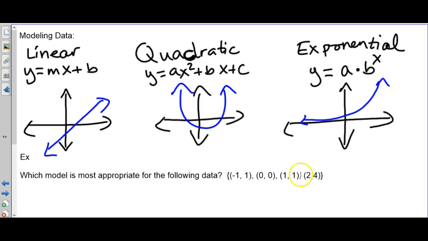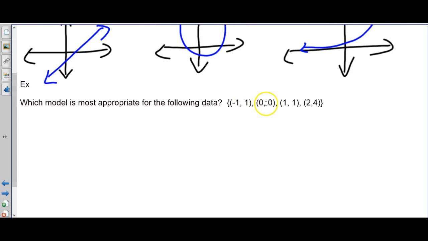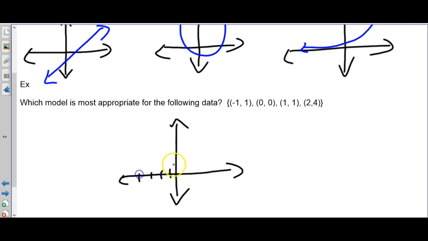So if they give us a set of data, they want us to figure out which of these models works best. The first way to do that is to just draw a picture. So if we have the data -1, 1, 0, 0, 1, 1, 2, 4, we can draw our coordinate system.